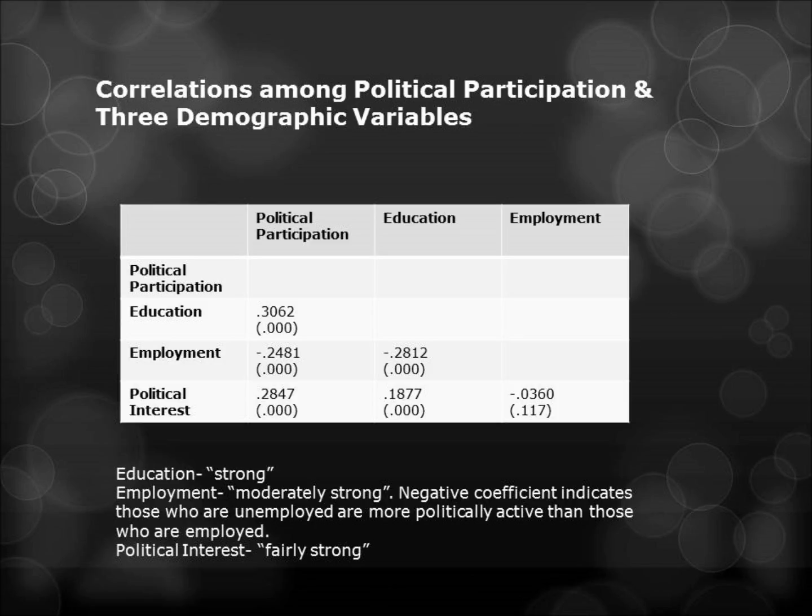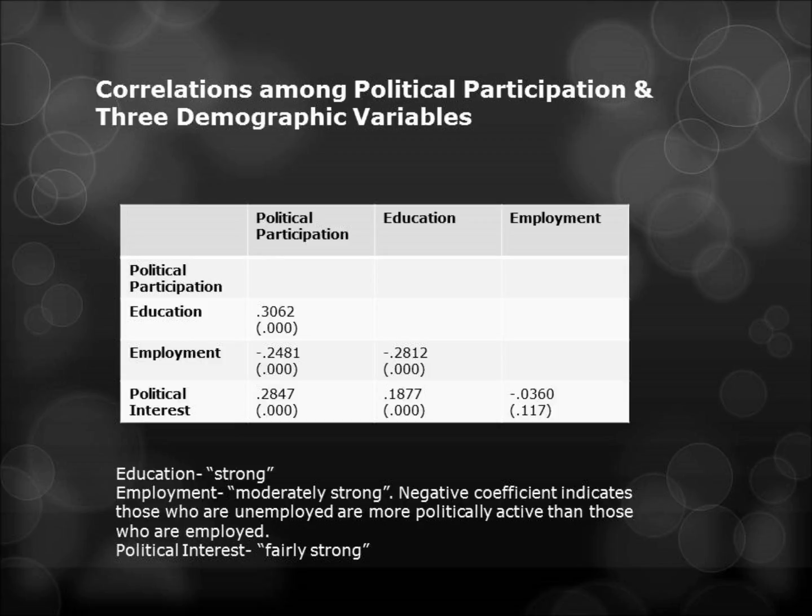The correlation coefficient is designed to measure the strength between two interval-level variables and/or properly coded ordinal variables. The independent variable education has the strongest correlation coefficient of 0.306, which is labeled strong in the standards for public opinion data. This confirms our hypothesis that as education increases, so does political participation.